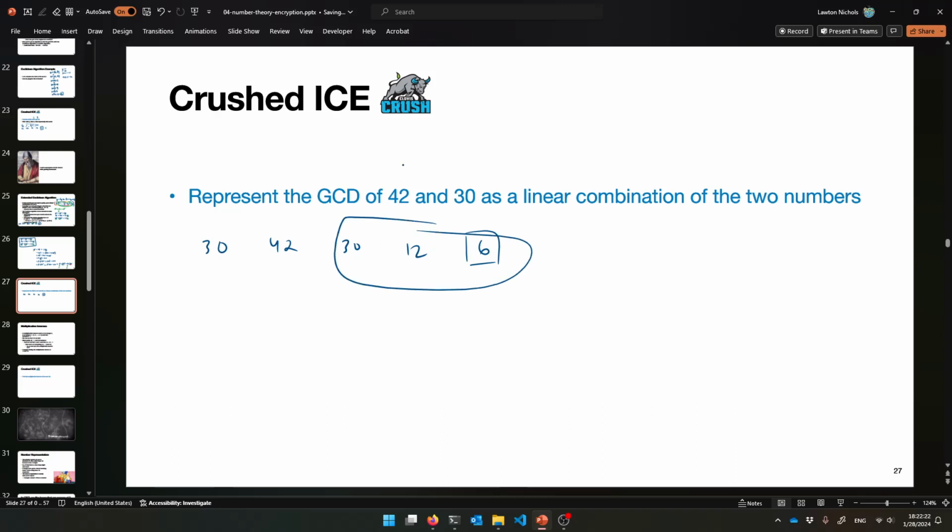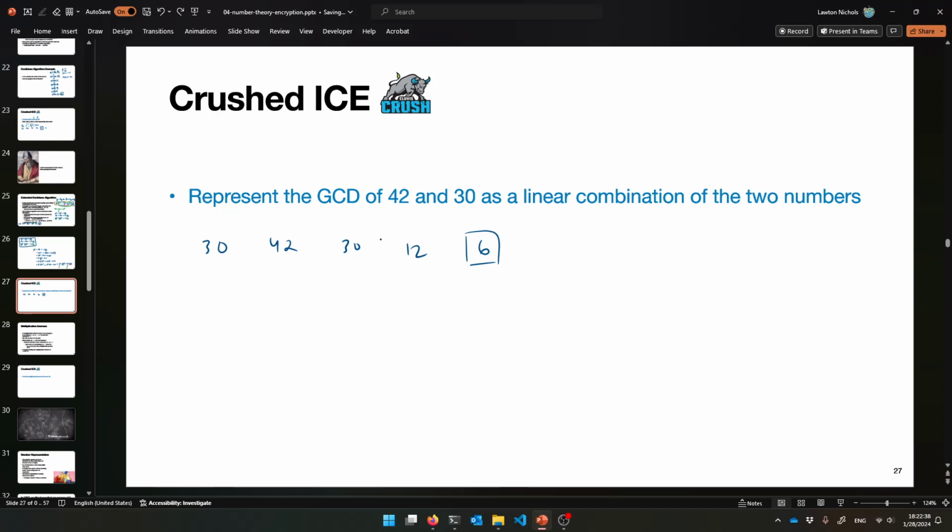Because I have an equation that gave me this, and an equation that gave me this. Technically, I also have an equation that gave me this, but it's useless, right? 30 mod 42, yeah, sure, that's 30. That doesn't really gain anything. These were the original two numbers. Just stop when you have an equation involving the original two numbers.